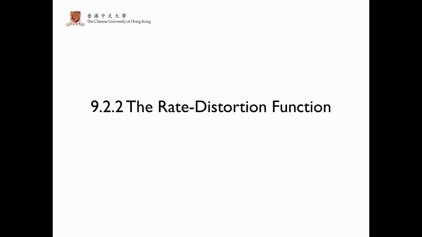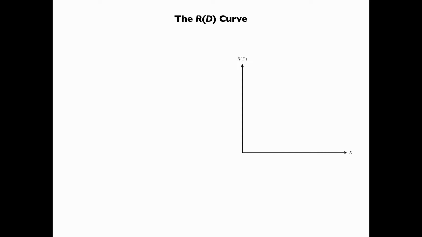Now we discuss the algorithm for computing the rate distortion function. We will introduce an alternative description of the RD curve. Assume that R(0) is greater than 0, so that R(D) is strictly decreasing for D between 0 and D max.